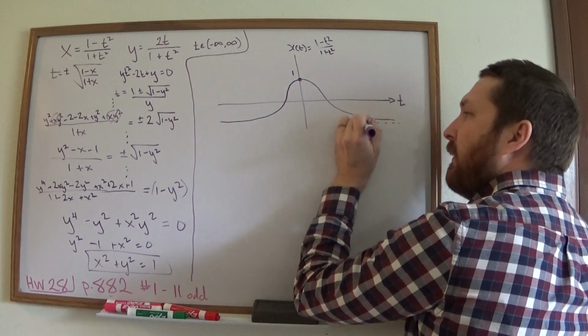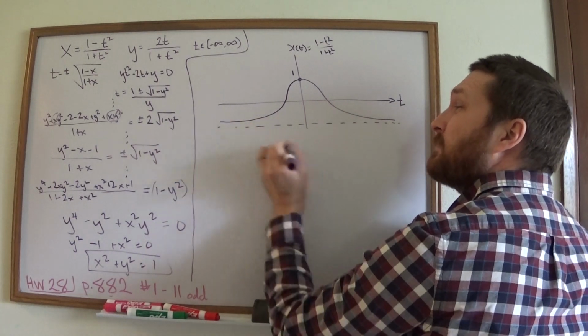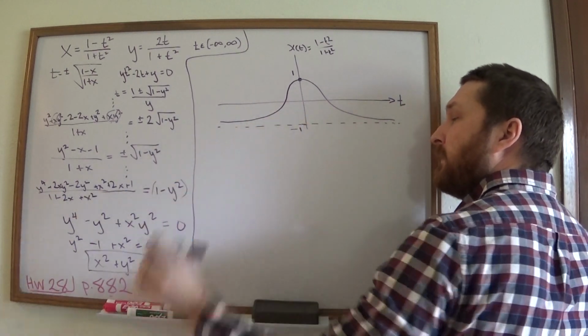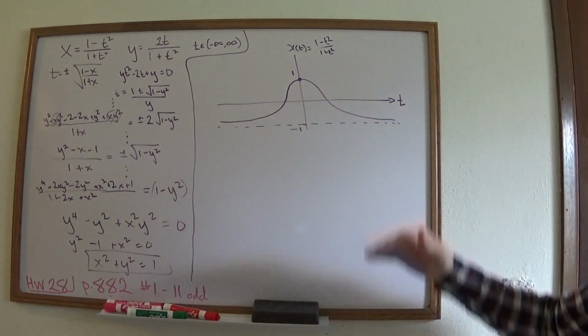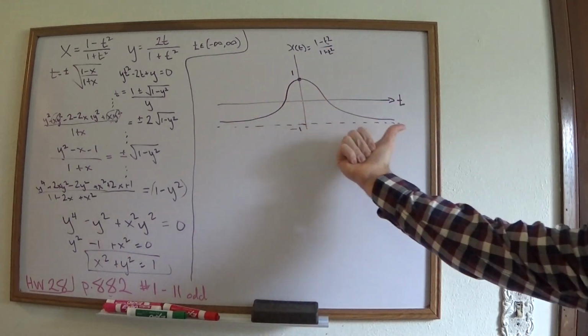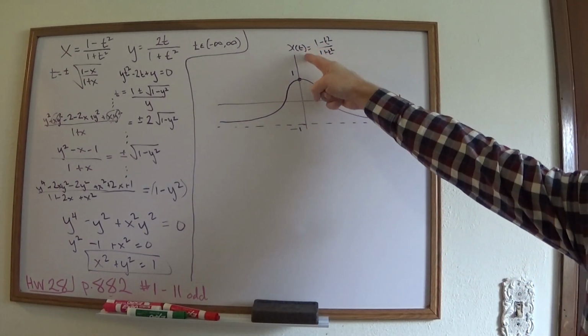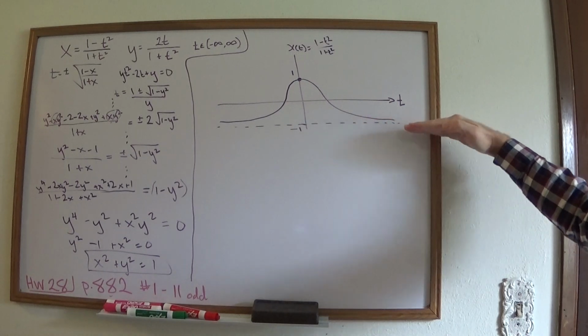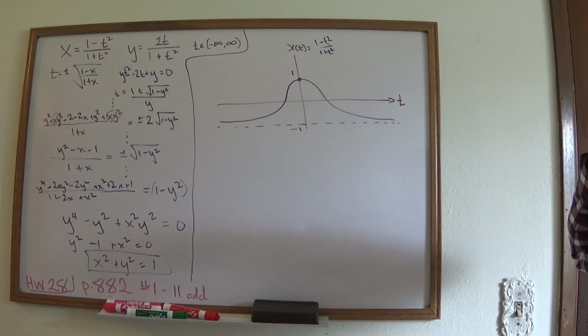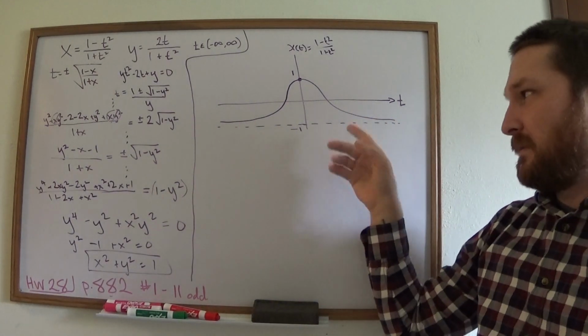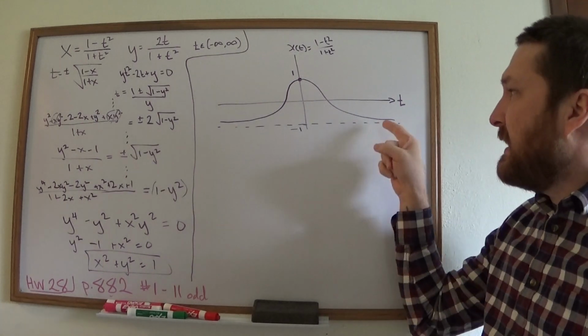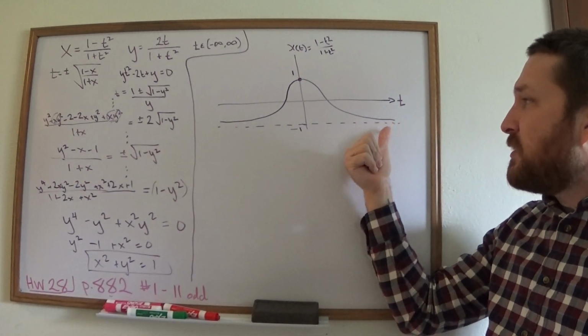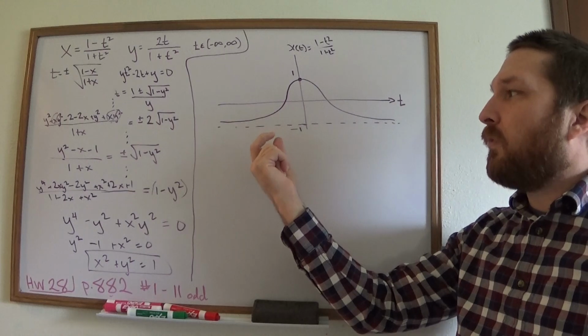And it turns out, this is an asymptote right here, at -1. So in other words, the bigger that t gets, this function gets closer and closer and closer to -1. And what an asymptote tells you is that you could get as close to -1 as you want.